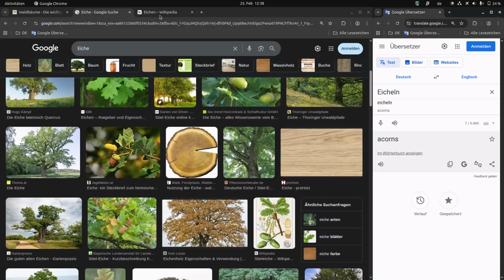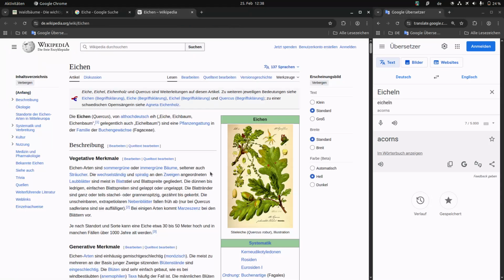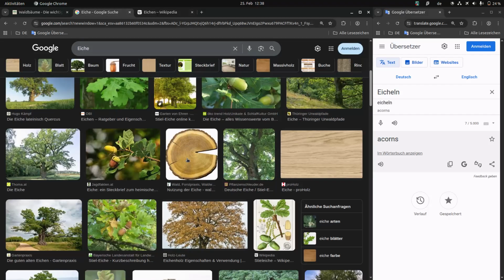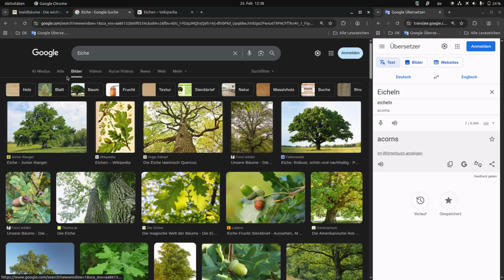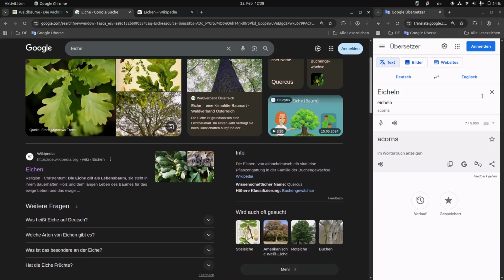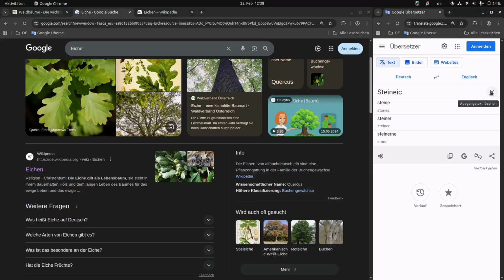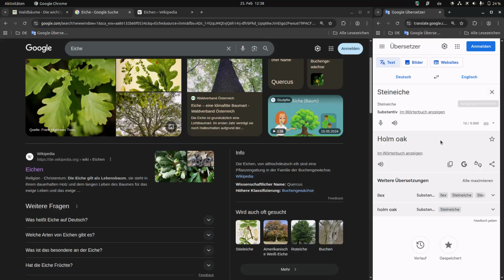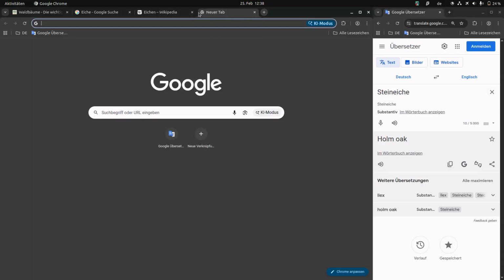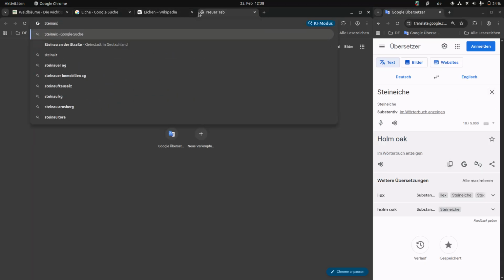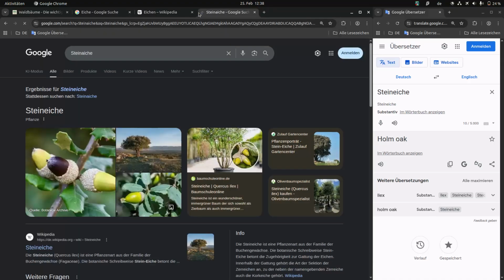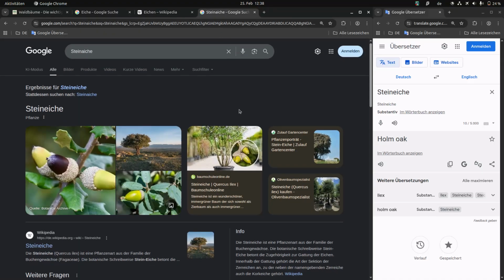And let me just have a look. Is there anything else to say? Yeah, they belong to the Quercus type. There are different types of oaks. I think it's called Steineiche in German, if I'm not completely mistaken, which is holm oak. Let me just look it up. Steineiche, which is I think the most common one.